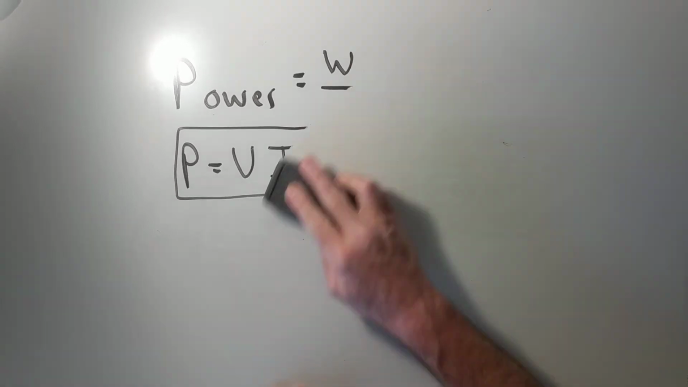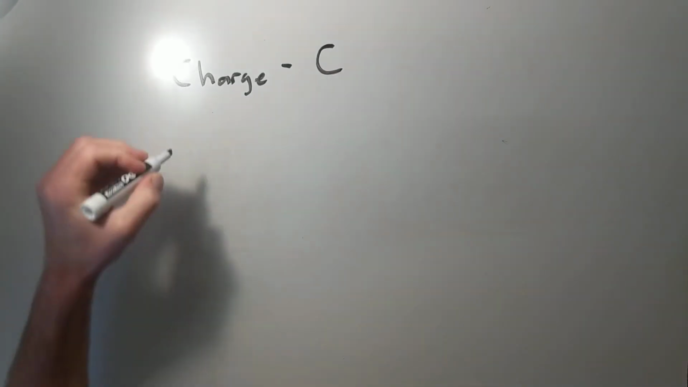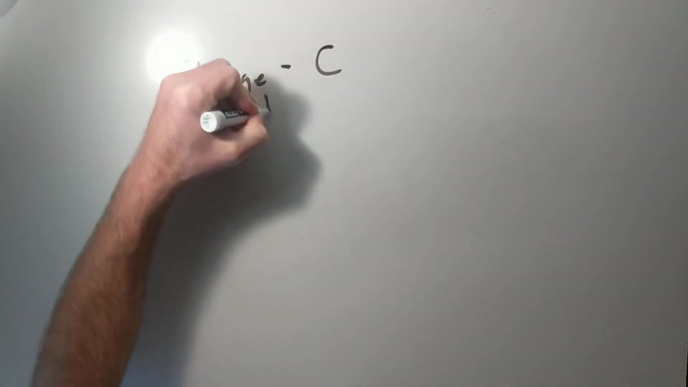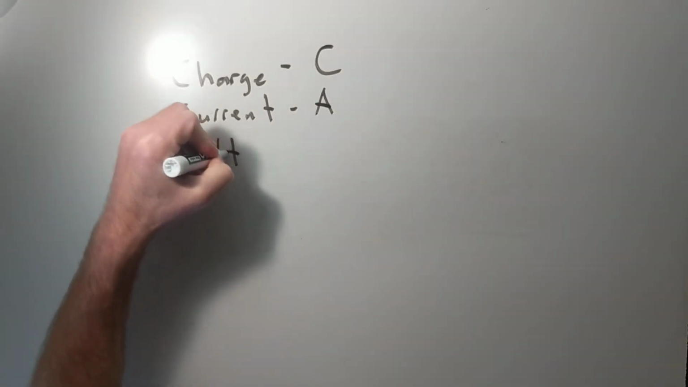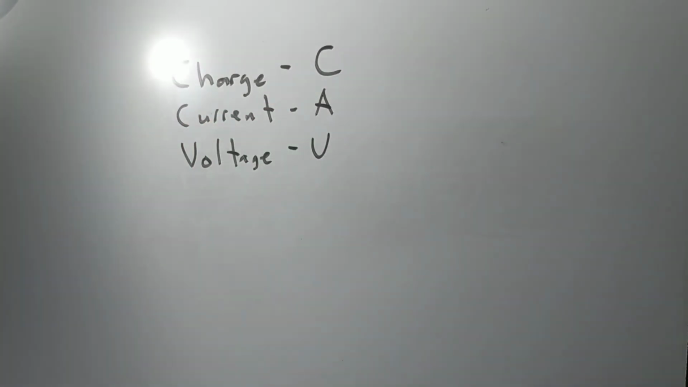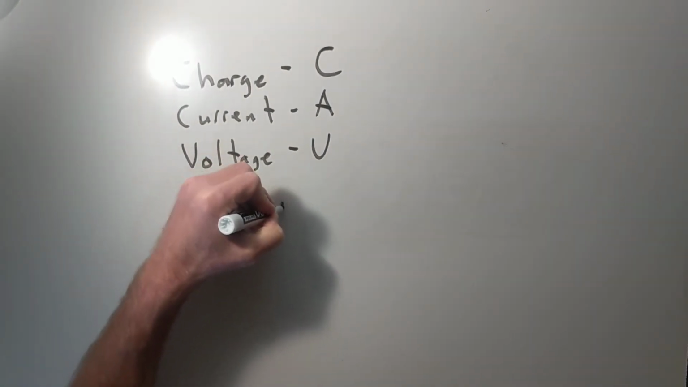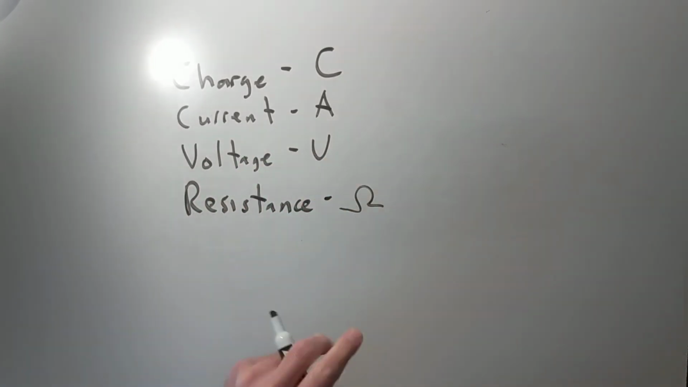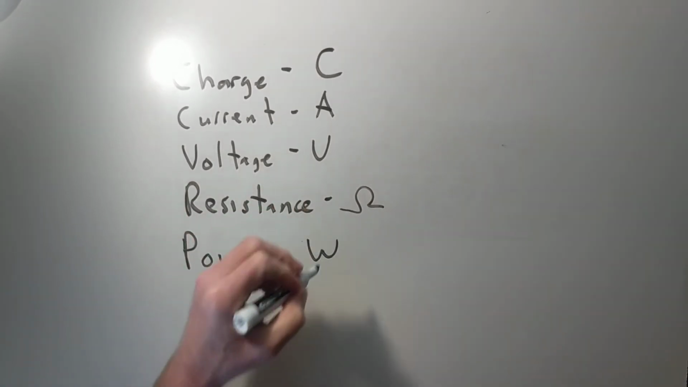So let's do a really, really quick review of the units involved, and then we'll take a look at a problem. So charge, that's measured in coulombs, C. Current, that's measured in amperes, A. Voltage, that's measured in volts, V. Resistance, that's measured in ohms, symbol for ohm there. And then power, which we already knew from before, is measured in watts.